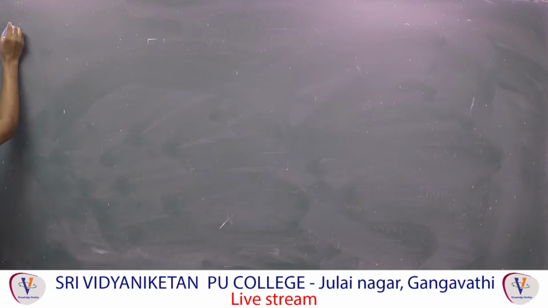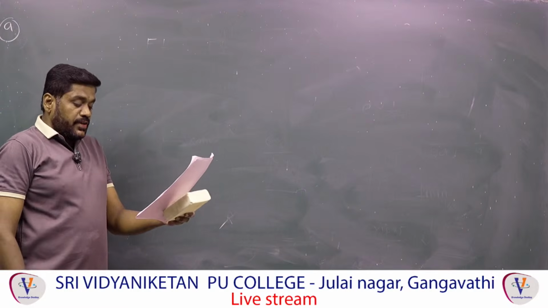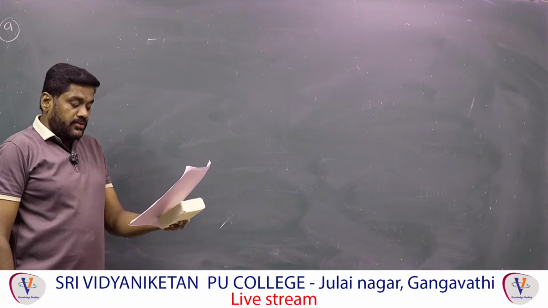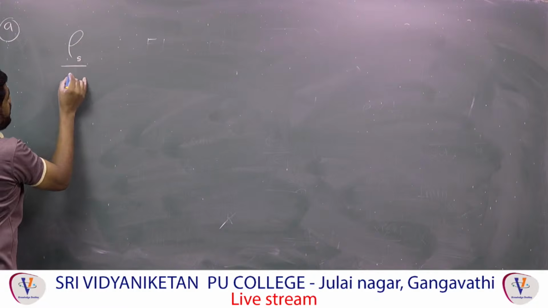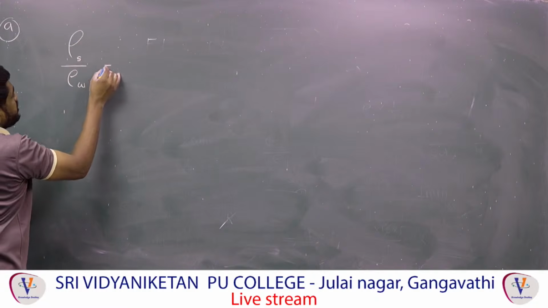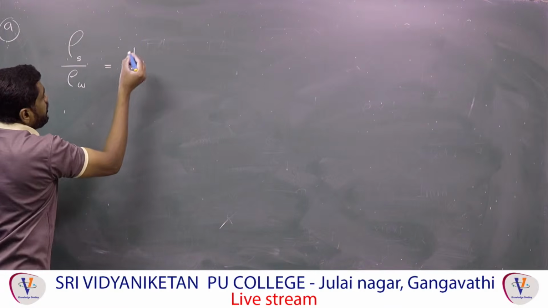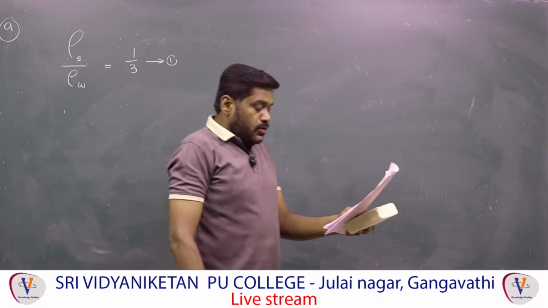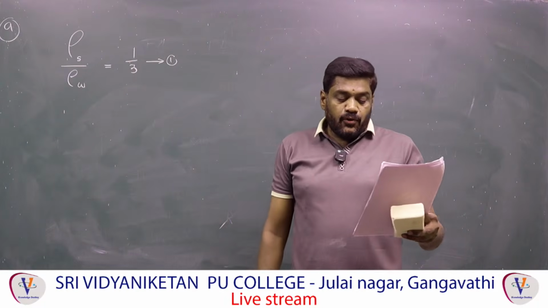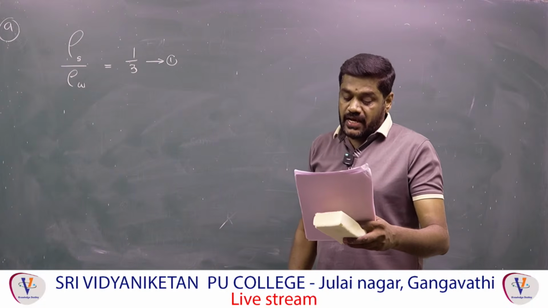Question number 9. The relative density of a substance is 1 by 3. It means density of the substance by density of the water is called the relative density or specific gravity. That value they have given as 1 by 3. Let me take it as equation number 1. Next, what they are asking now? If it floats in water, then the fraction of volume which will be outside, they are asking.